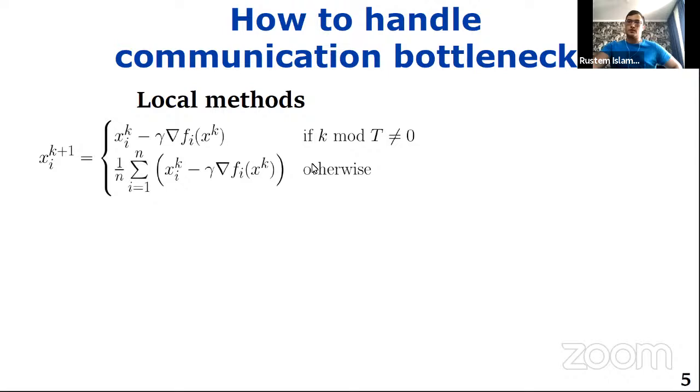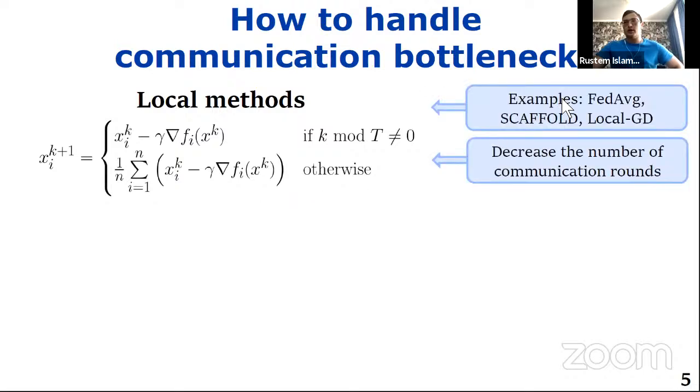The first approach is to use local methods. The pseudocode, for example, of local GD can be written as on the slide. We perform t-1 iterations of local gradient descent. Each node performs such updates. And then every t iterations, we perform full gradient steps. Here the server is participating too. The main idea of how we can handle this communication bottleneck is to decrease the number of communication rounds. So this is the first approach.